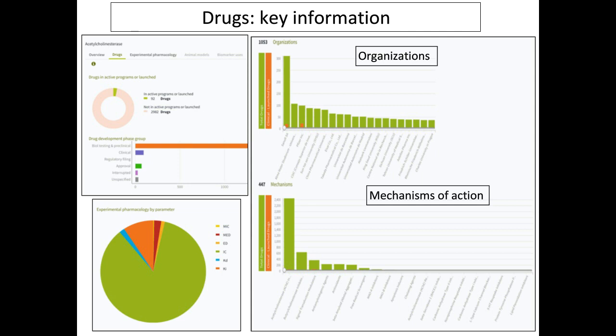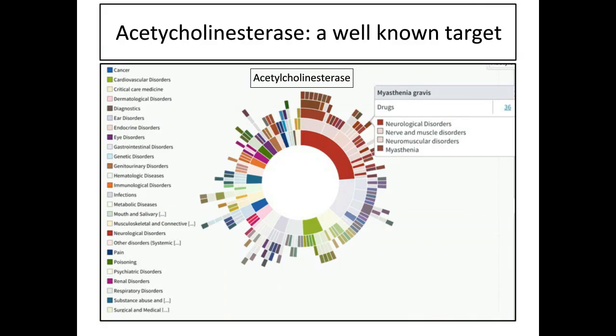Acetylcholinesterase is a well-studied target with multiple drugs, but what we want is to focus on prior art molecules or biologicals specific for myasthenia gravis. And TD provides the sunburst approach, which enables us to focus very quickly on drugs specific to myasthenia gravis.